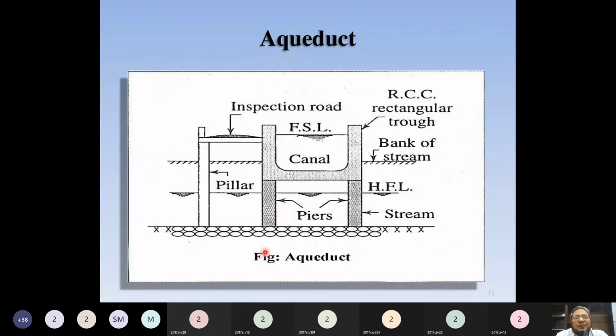This is one more section of the aqueduct, and this is the direction of flow of the stream. This is the bed of the stream, and this is the high flood level, and this is the level of the bed of the canal, and this level is much higher, and this canal is crossing like this. So this structure is called an aqueduct. So this is a rectangular concrete trough, okay, which carries canal water. And on the side we can provide an inspection road. So this is an example of the aqueduct.